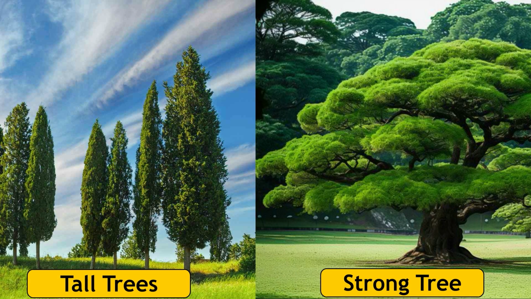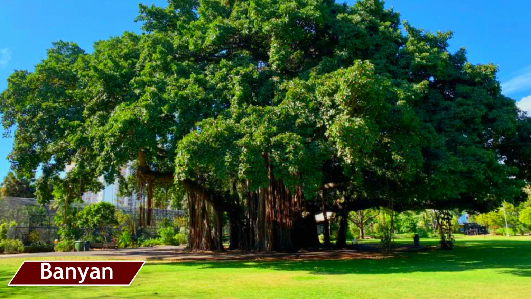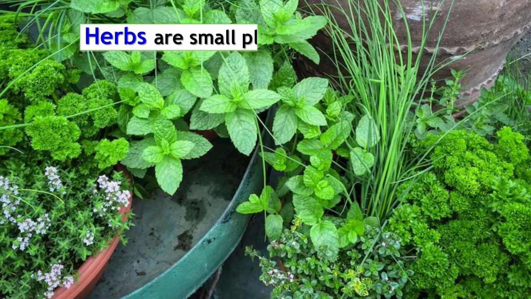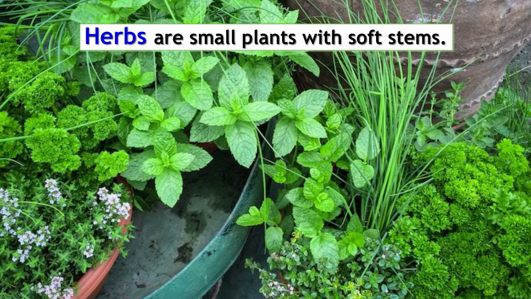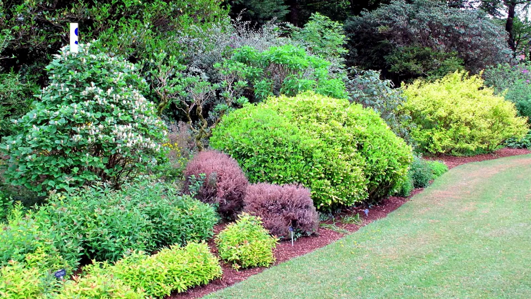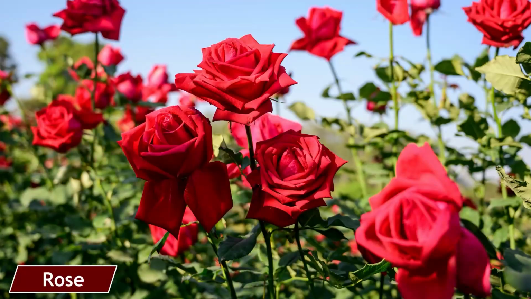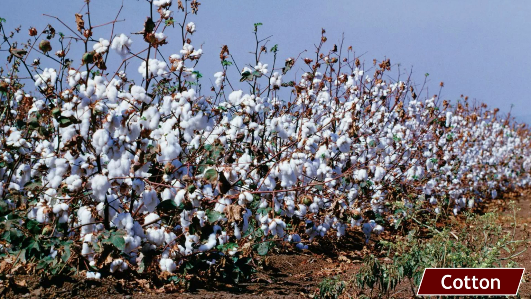Trees are tall and strong plants. Neem, mango, banyan are some examples of trees. Herbs are small plants with soft stems. Grass, spinach are some examples of herbs. Shrubs are small plants with thick stems. Rose, cotton are some examples of shrubs.